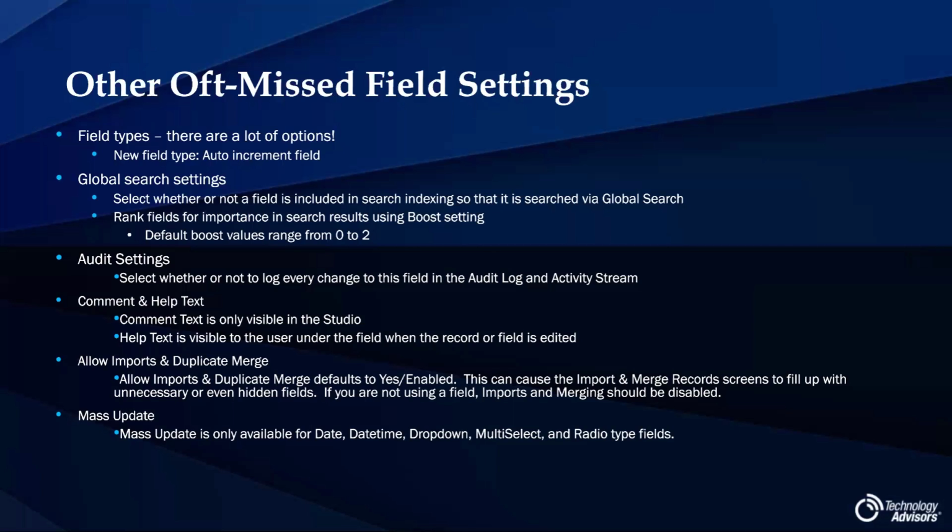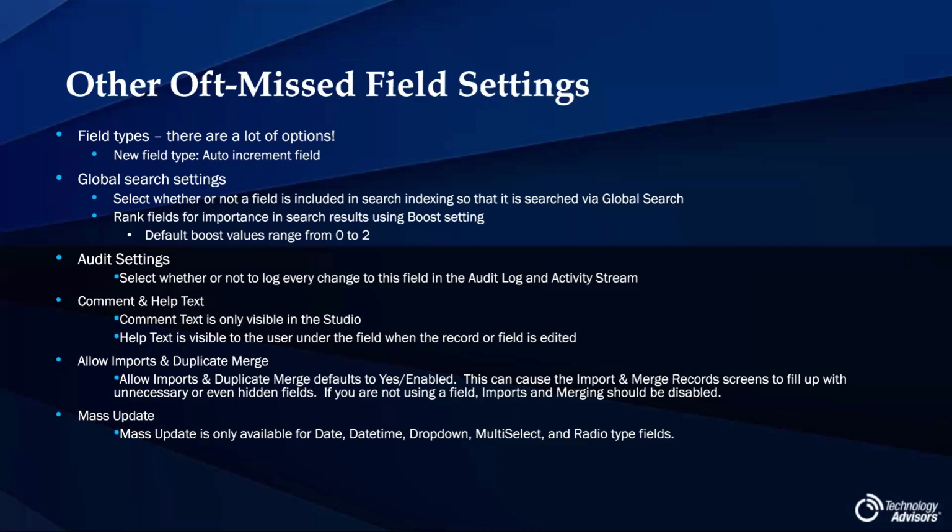Some other settings that are available when you're working with fields in Studio. First of all, a lot of field types will let you adjust the global search settings. So global search, the search at the top of your screen, is controlled in part through the field level global search settings. This lets you choose whether or not that particular field is included in the searching when someone does a global search. And if you turn global searching on for a field, it's going to then ask you for a boost value, which is what it uses to rank the matches in terms of importance.